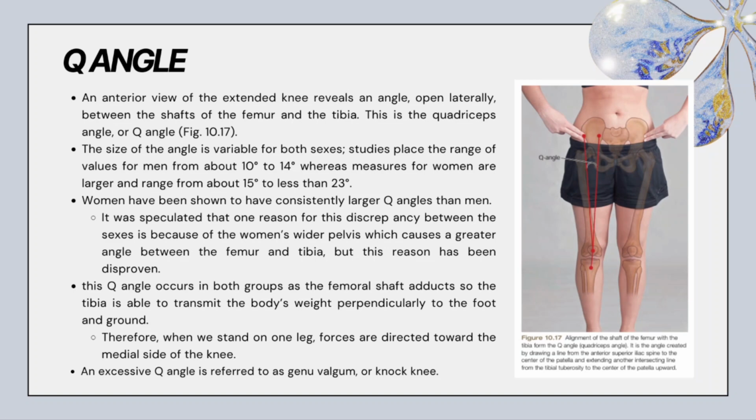Kaya pag natayo tayo ng isang paa lang, the force is directed towards the medial side of the knee. Kapag naman excessive yung Q angle natin, ang tawag doon is genu valgum or knock knee. Yung genu valgum is a condition in which the knees angle in and touch each other when the legs are straightened.